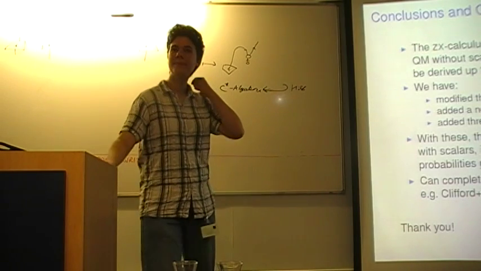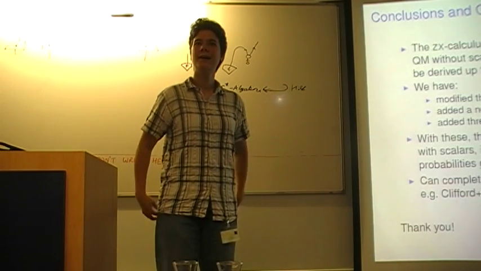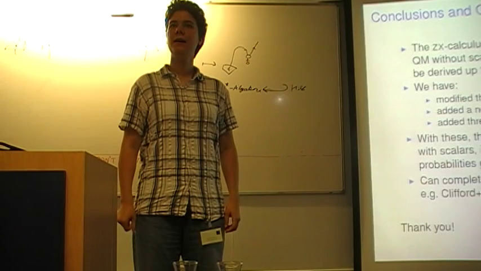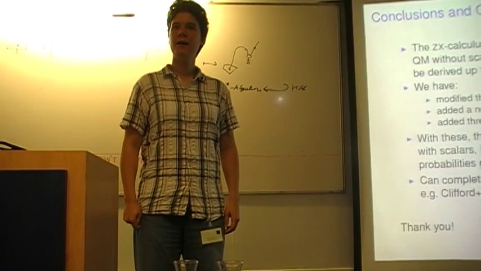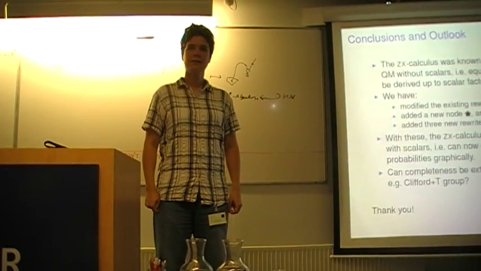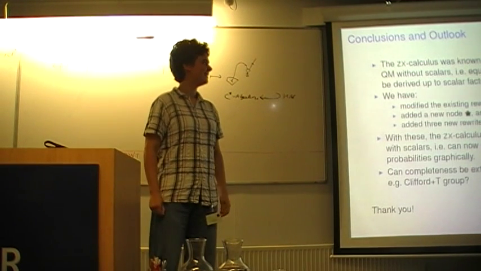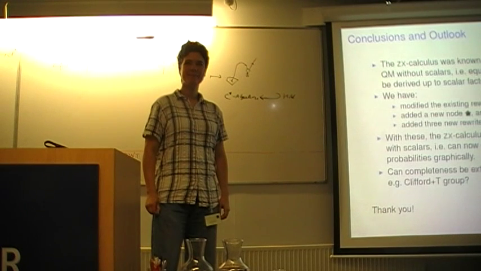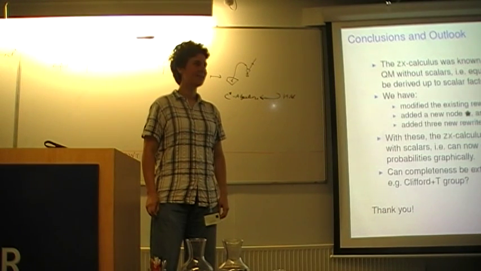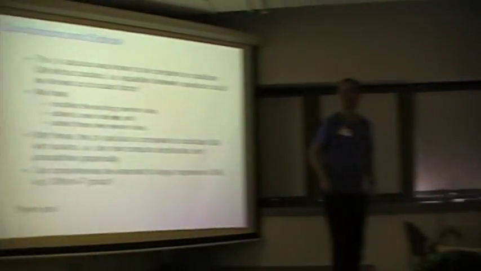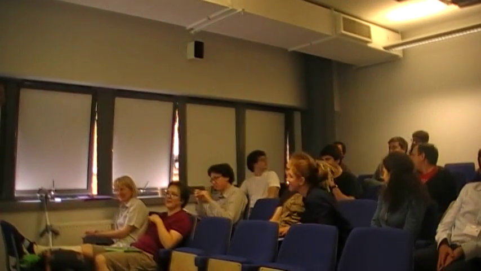Some questions? This is actually a comment. During one of his talks, Scalars said he wanted to see an axiomatization of stabilizer quantum mechanics. So this is it. This is an axiomatization. What are the axioms?